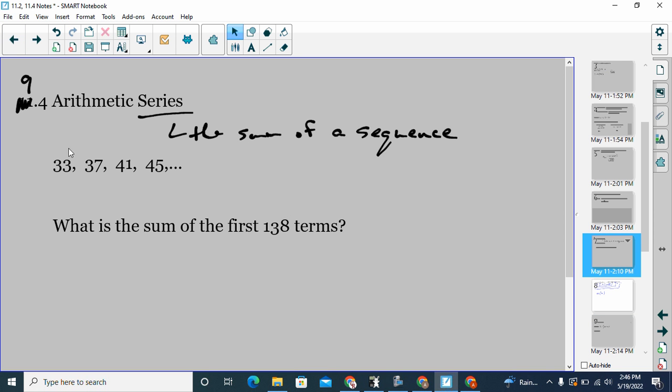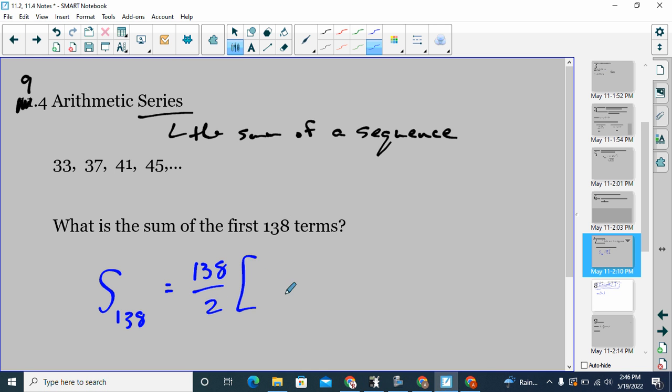So going back to that previous example, 33, 37, 41, 45, ... We want the sum of the first 138 terms. The formula said n over 2, so number of terms divided by 2, times the sum of the first term, 33, and the last term. And the problem is they don't tell us what that 138th term is.